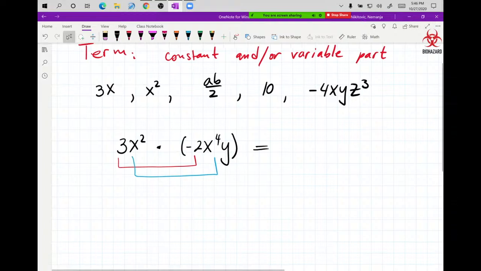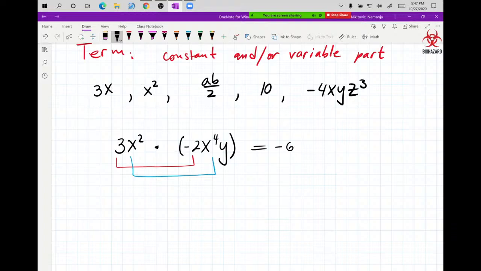So 3 times negative 2 is negative 6. And now we have x squared times x to the 4th, which is x to the 6, because 2 plus 4 is 6. And we just have this one y that is hanging around, right? So we split constants on one pile and variable part on the other pile, and then multiply constants times constants and variable part times variable part.